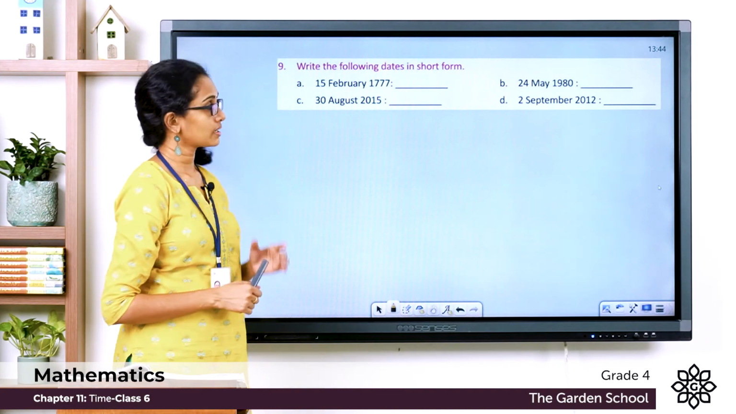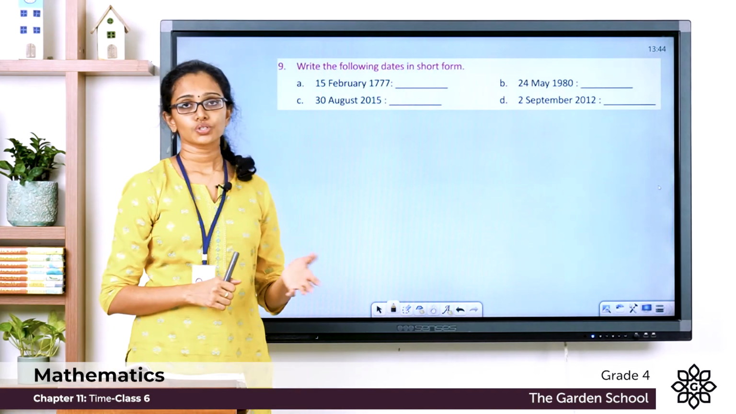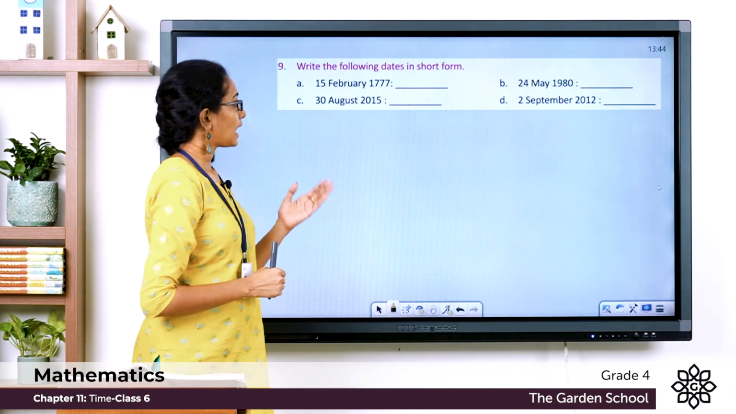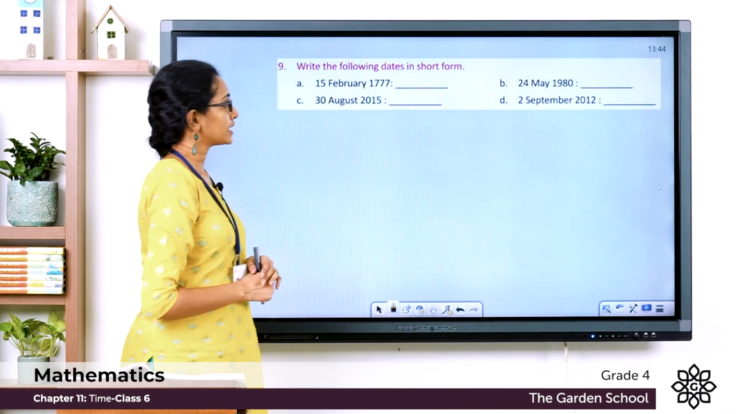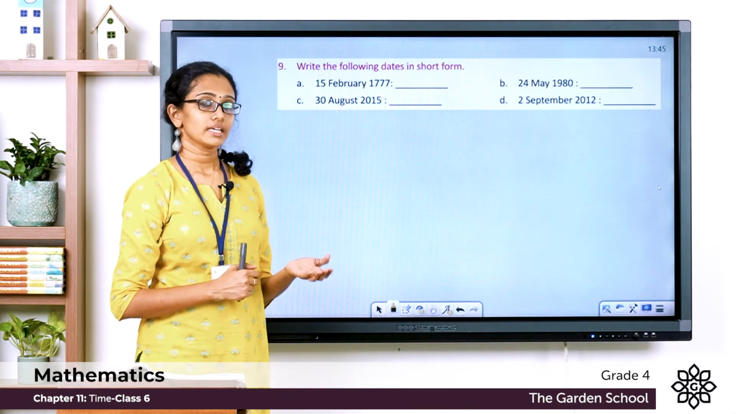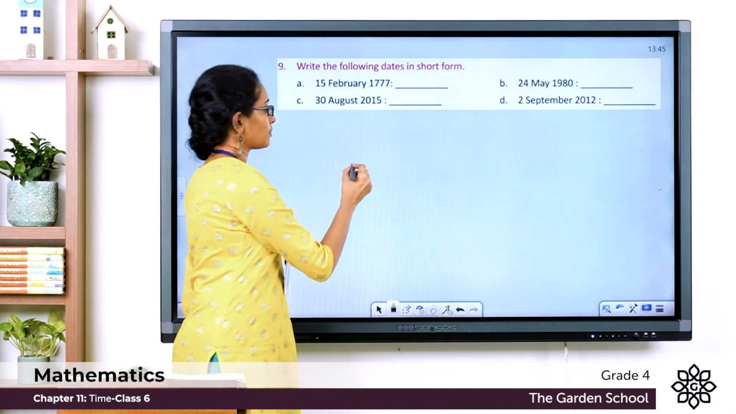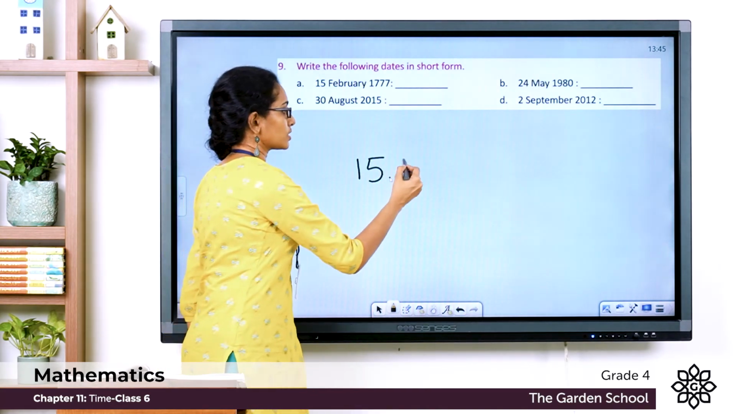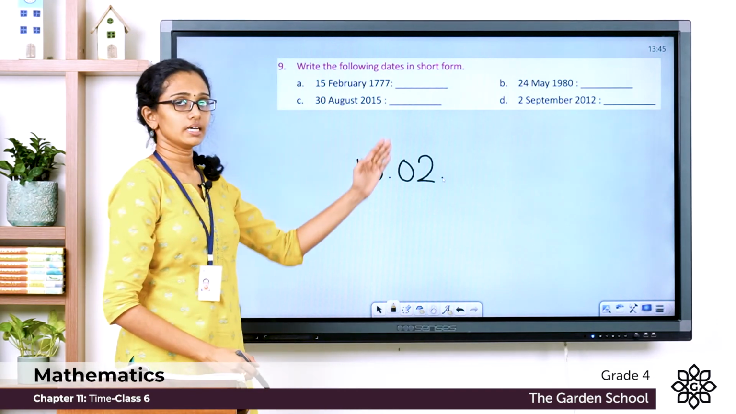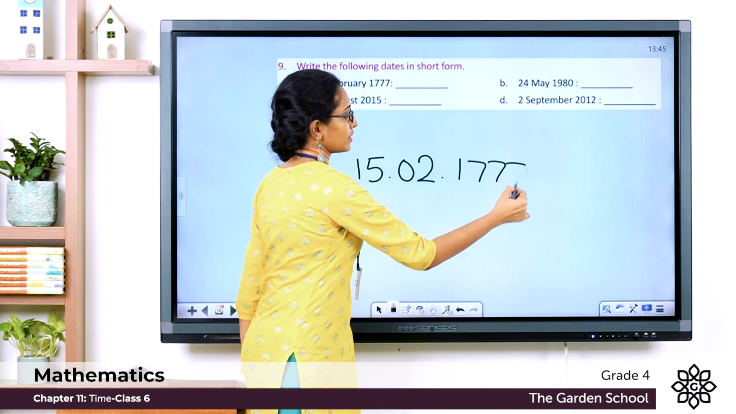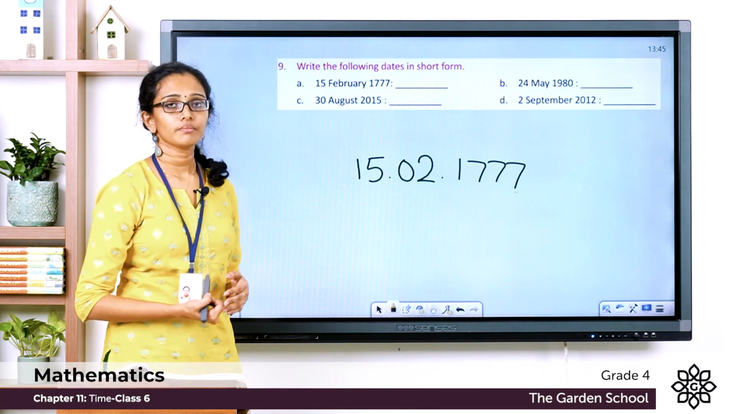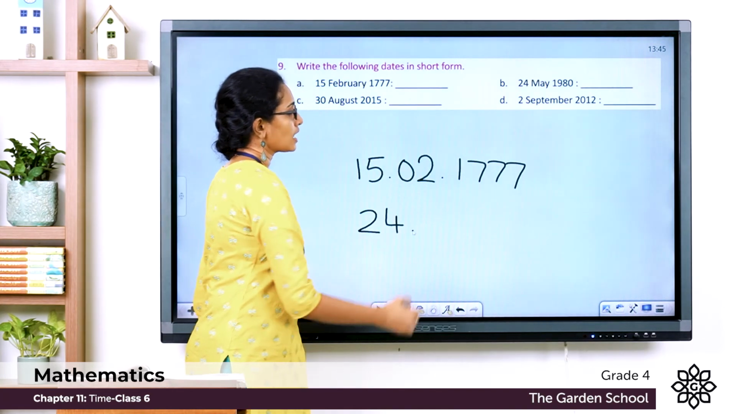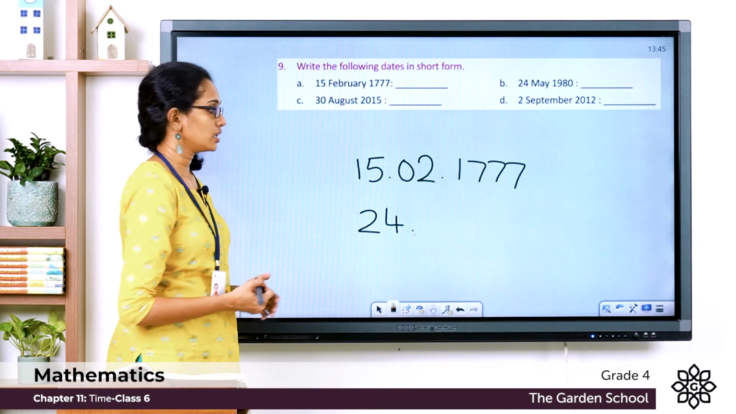Now the next one, question number 9. Write the following dates in short form. So we have already learned how to write dates in short form using dots in between. Let's see the first one, 15 February 1777. Let's see how we can write that in short form. So 15 February can be written as 15, then a dot. February is the second month of the year, so you can write 02, then the year 1777. Now the second one, 24 May 1980. That in short form will be written as 24, and May is the 5th month of the year.